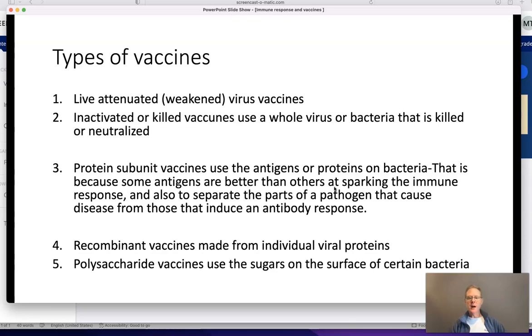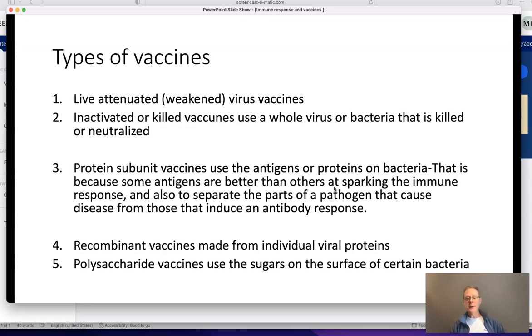Okay, types of vaccines. There are live, often called attenuated, which means weakened, virus vaccines. There are inactivated or killed vaccines, which use a whole virus or bacteria that is killed or neutralized. There are protein subunit vaccines that use just the antigens or the proteins on bacteria. Some antigens are better at sparking the immune response. Your body responds to some better, and also to separate the parts of a pathogen that cause disease from those that produce an antibody response.